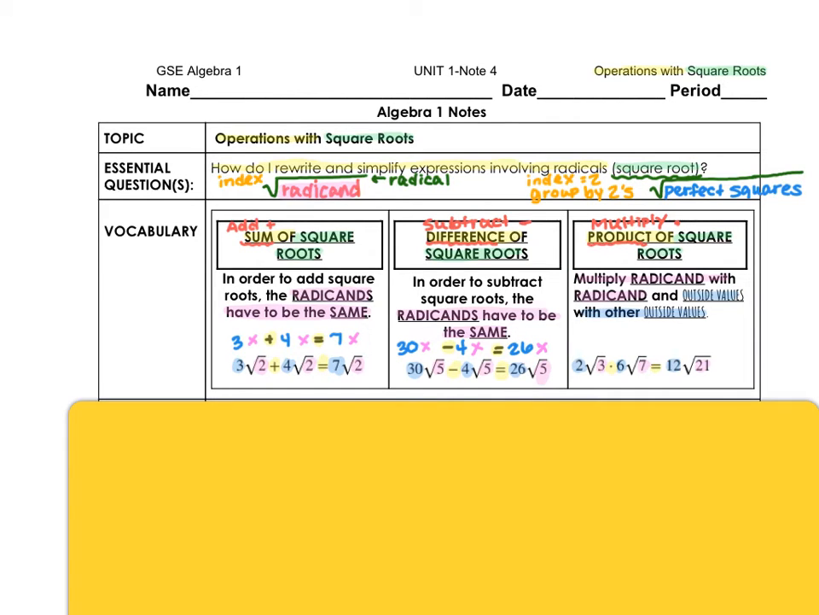When we are multiplying, finding the product of square roots, it doesn't matter whether the radicands are the same. We're just going to multiply the radicand with the radicand and the outside values with the other outside values. So we're putting them together and doing multiplication over the numbers that are on the outside and then the numbers that are on the inside. So 2 times 6, you get 12. 3 times 7, you get 21.